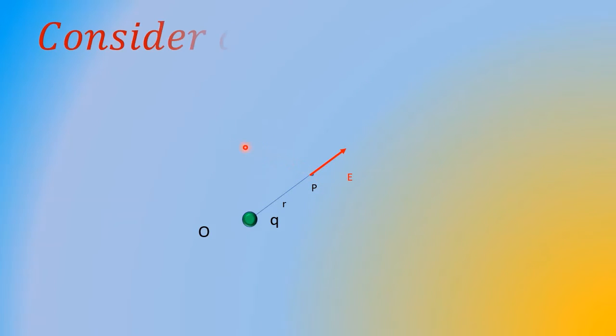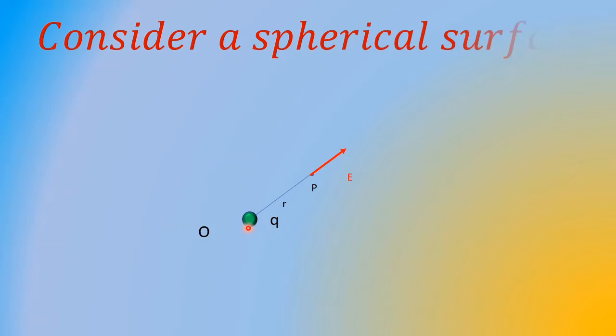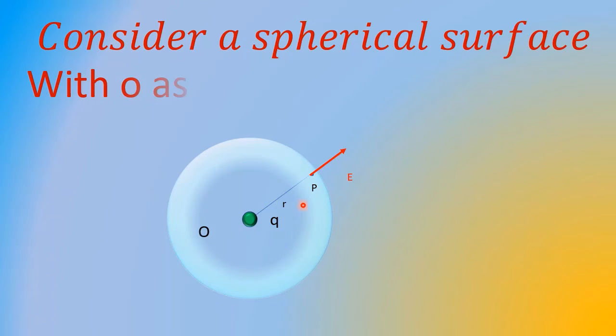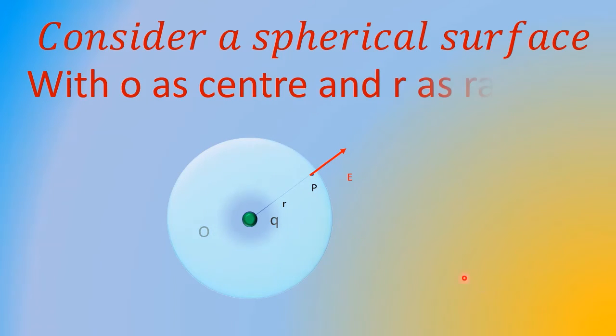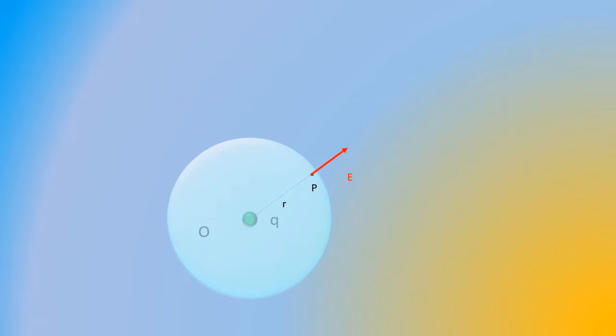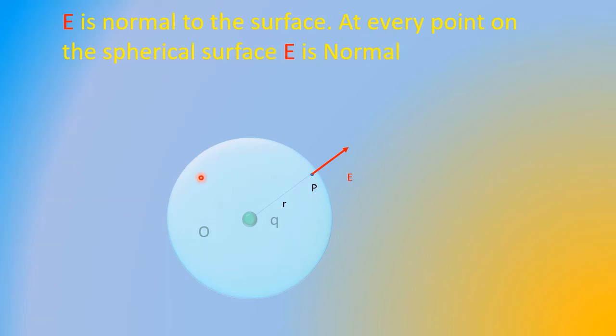Consider a spherical surface with O as center and r as radius. And this is the Gaussian surface we consider. E at P is normal to the surface. When we consider, at every point on the surface, E is normal to the surface.